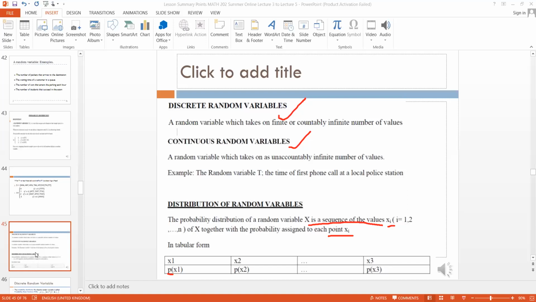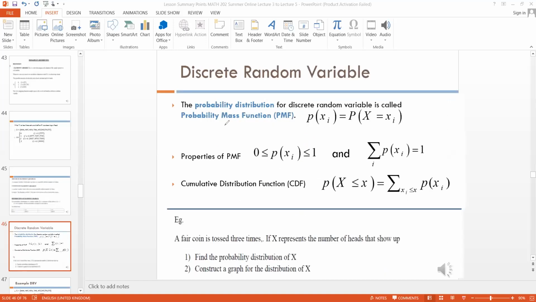So what are we saying? We are saying that the probability distribution of a discrete random variable has a special name, which is the probability mass function. So if the random variable is a discrete random variable, then we call its probability distribution what? The probability mass function. Okay, good.